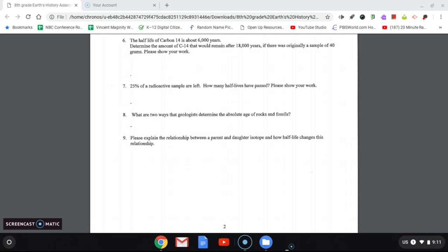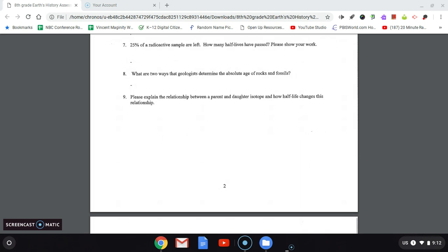Number 6, the half-life of carbon-14 is about 6,000 years. Determine the amount of C-14 that would remain after 18,000 years if there was originally a sample of 40 grams. Please show your work. Again, this is a good one to hit pause so you can figure out your answer and show your work, and then hit play when you're ready to move to number 7. Number 7, 25% of a radioactive sample are left. How many half-lives have passed? Please show your work.